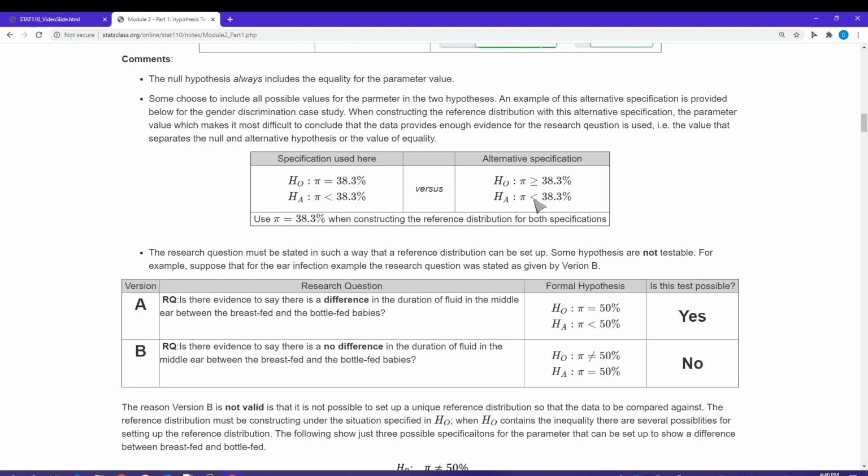Notice that the alternative is exactly the same. But the null here, I have it set equal to 38.3%. Other people might write it as bigger than or equal to 38.3%. Even when we write it like this alternative specification here, we construct the reference distribution at the equal, or what we call the least desirable position. And that's going to be at the equal. So as close as possible to the alternative, but not in the alternative. So when we construct the reference distributions, we simply use what that value is equal to in the null hypothesis.